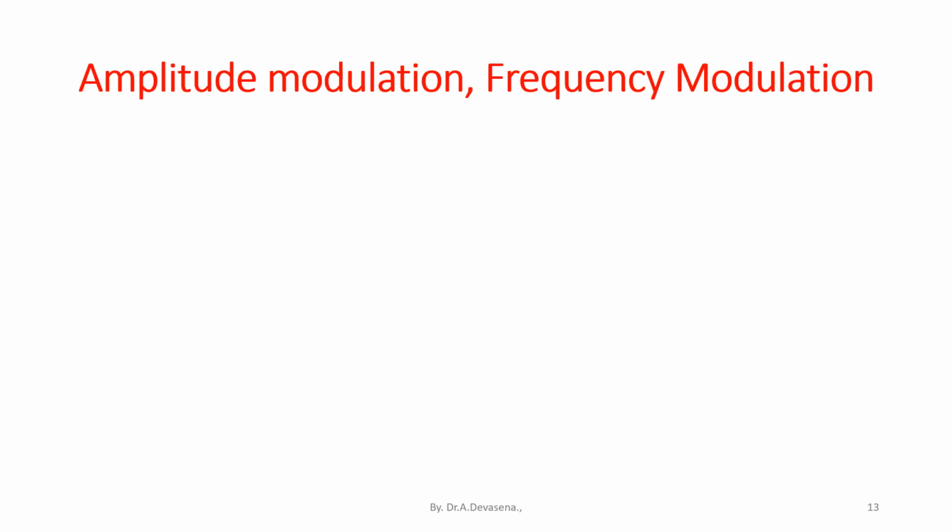Let us see amplitude modulation and frequency modulation representation. Nowadays, FM modulation is also used in radio wave transmission. These two, amplitude modulation and frequency modulation, are represented in this diagram.